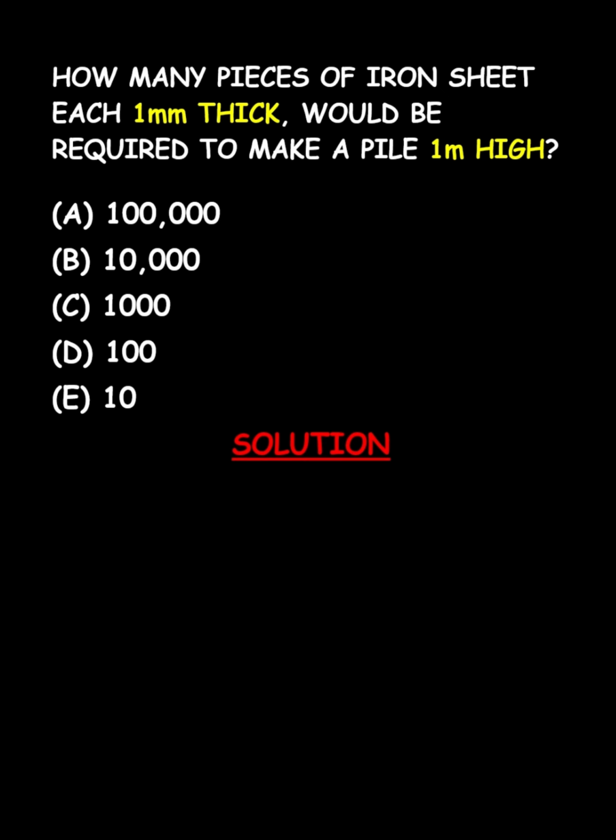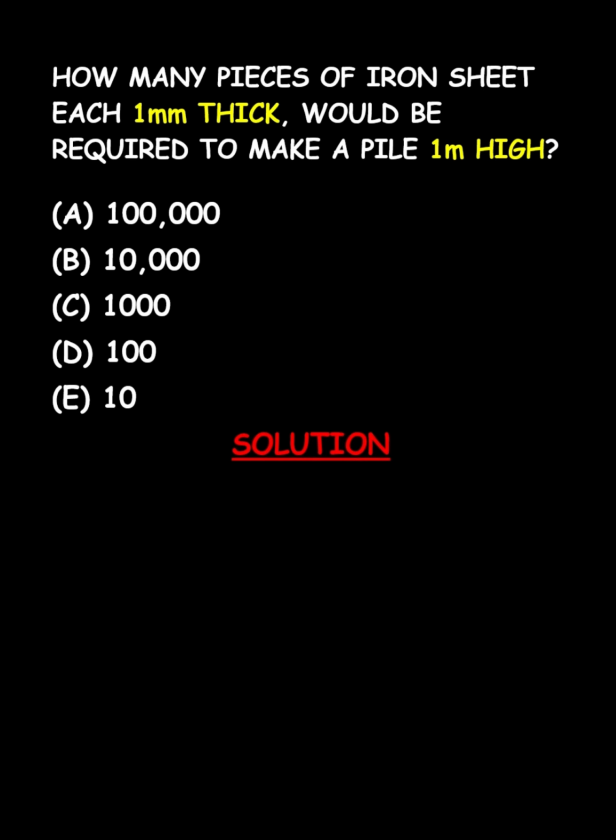How many pieces of iron sheet, each 1 mm thick, would be required to make a pile of 1 m high? A. 100,000. B. 10,000. C. 1,000. D. 100. E. 10.